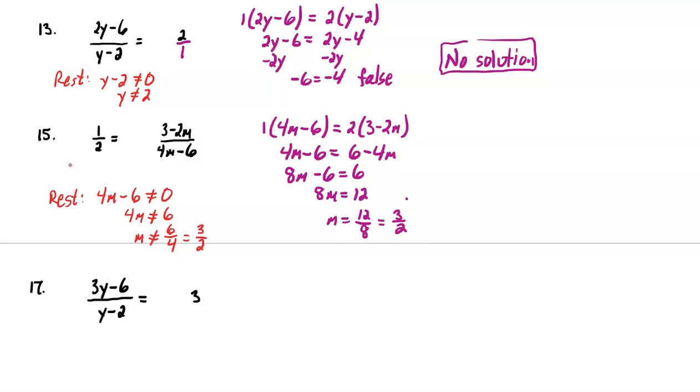Now, look what happened. Our algebra produces the number 3 halves as the answer for m. But earlier we said 3 halves is restricted. We're not allowed to use 3 halves because it would create a 0 in the bottom. We have to exclude that value, and because we have no other potential answers, the answer is no solution.